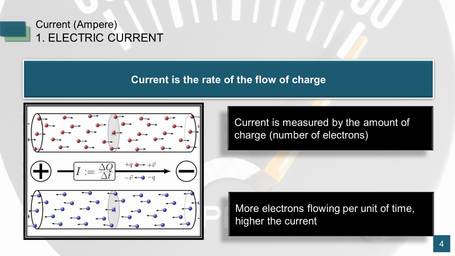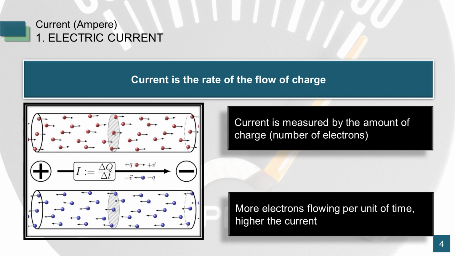Imagine a river. The water flowing through the river represents an electric current. Just like the river has a flow rate, electric current measures the rate at which electric charges, primarily electrons, move through a conductor, like a wire in a battery electric vehicle. The more electrons are flowing per unit of time, the higher the current.